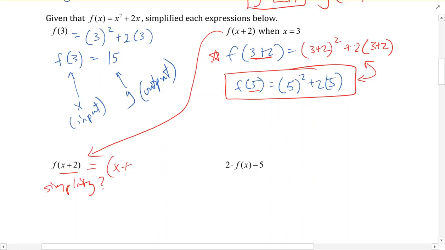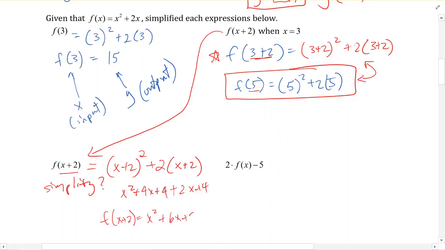But that's okay. x plus 2 is our input, and our function f of x tells us to square the input and then add 2 times the input. And we would want to go ahead and simplify from here, probably x squared plus 4x plus 4, remembering to FOIL x plus 2 times x plus 2, plus 2x plus 4, giving us a final function f of x plus 2 is equal to x squared plus 6x plus 8. Notice that the outcome here was a function, and that's because we plugged in something that had a variable in it. We did not just plug in a numerical value.